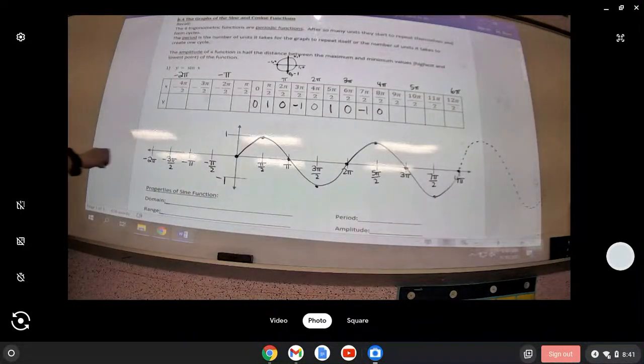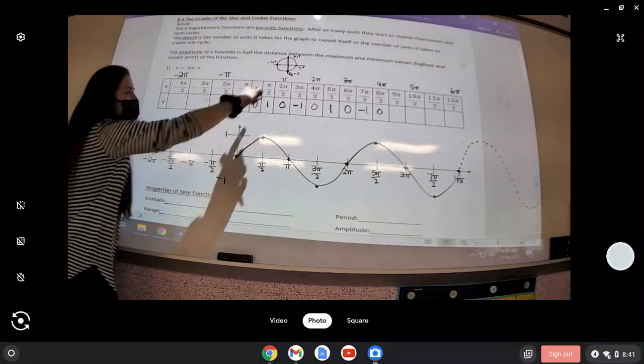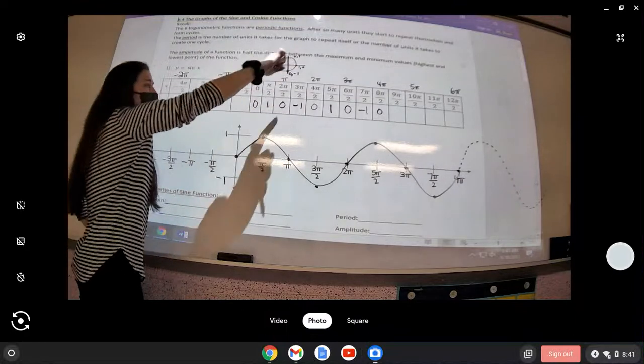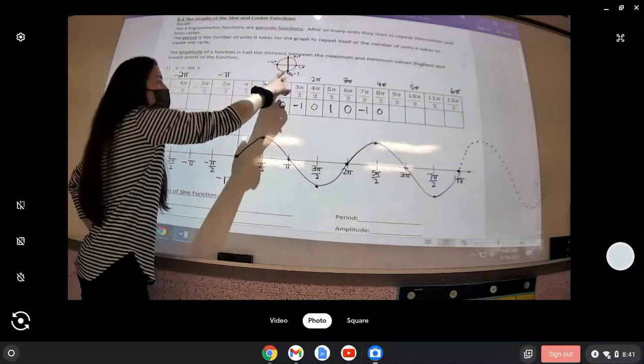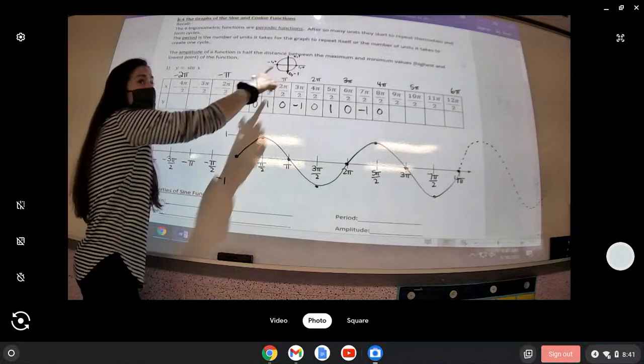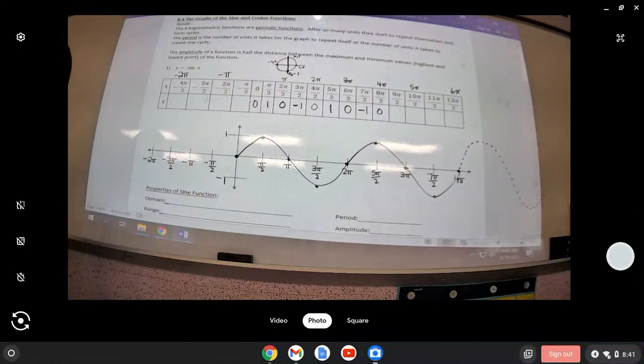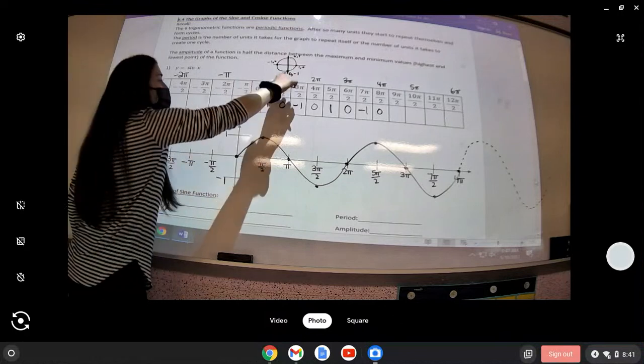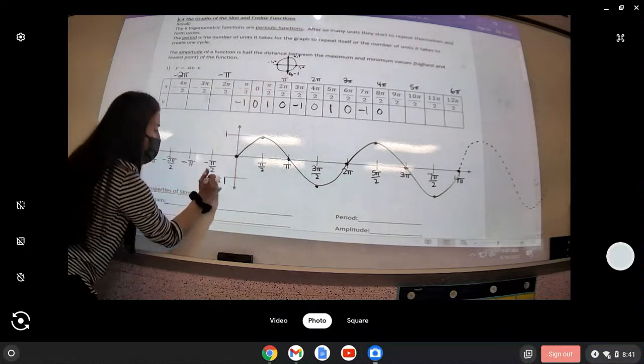All right, let's go backwards. If I plug in -pi over 2, guys, remember, negative angles of rotation, we rotate clockwise. So -pi over 2 is right there. It landed in the same spot as positive 3 pi over 2. The y-coordinate is -1.